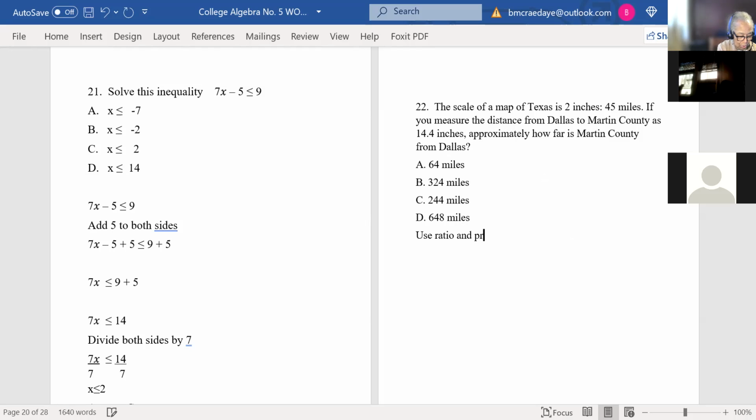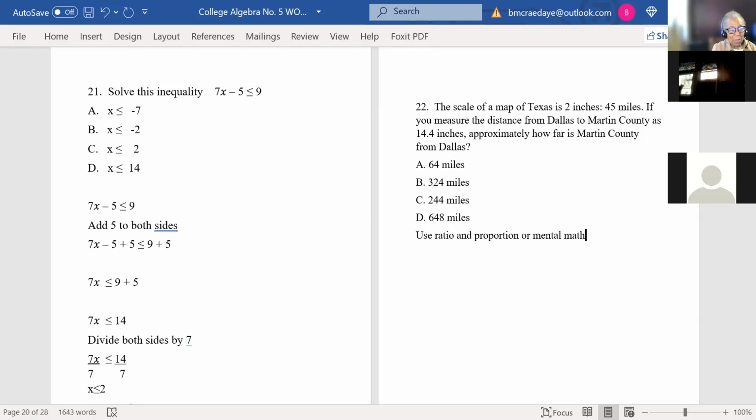and proportion, or mental math. How would you do it in mental math? Multiply. Multiply what? Um, 2 inches by 45 miles. No. How could you do it mental math? I like the ratio way.